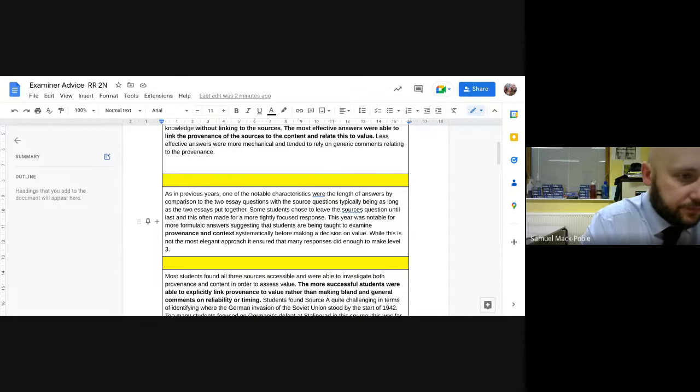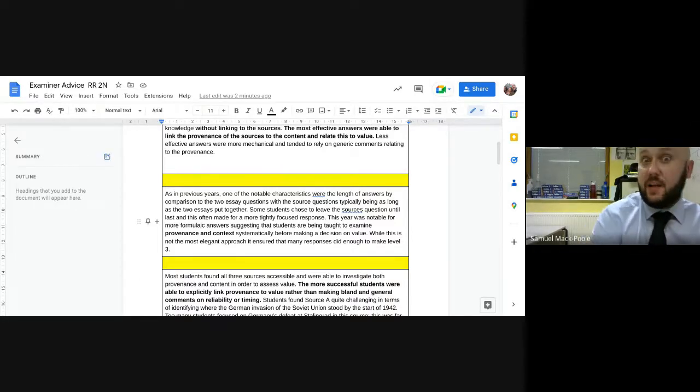Okay, so as in previous years, one of the notable characteristics was the length of answers by comparison to the two essay questions, with the source questions simply being as long as the two essay questions put together. Some students chose to leave the sources question till last, and this often made for a more tightly focused response.